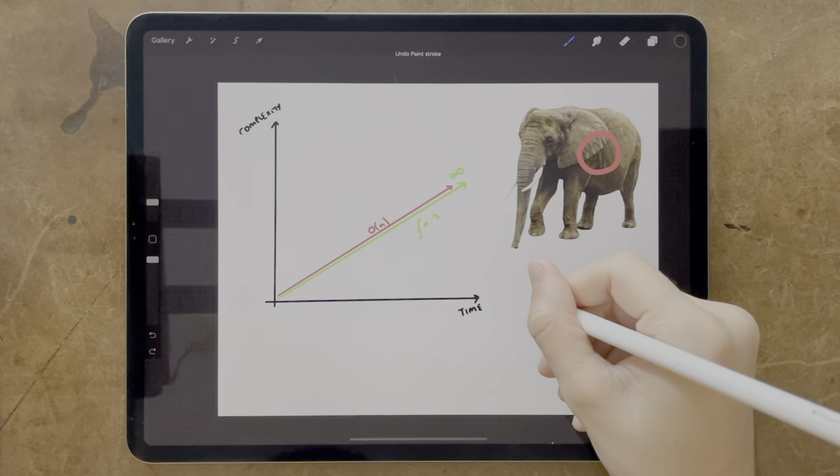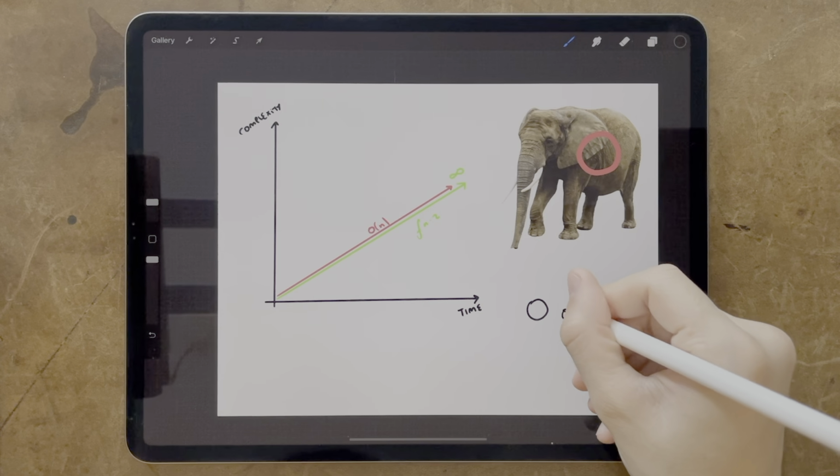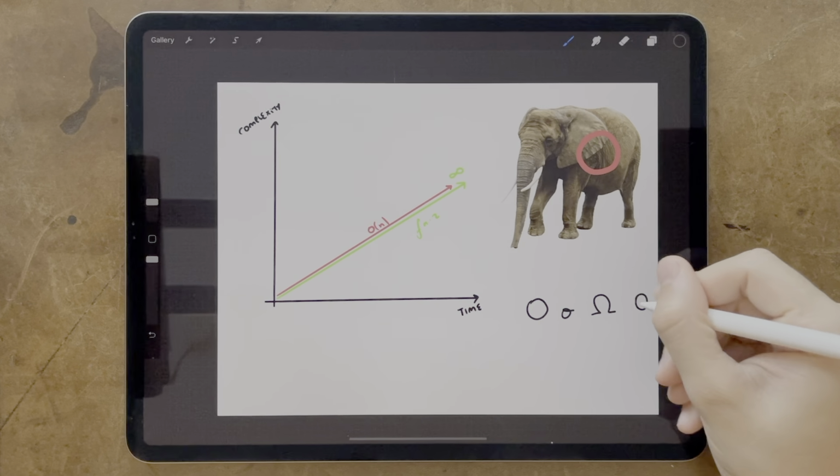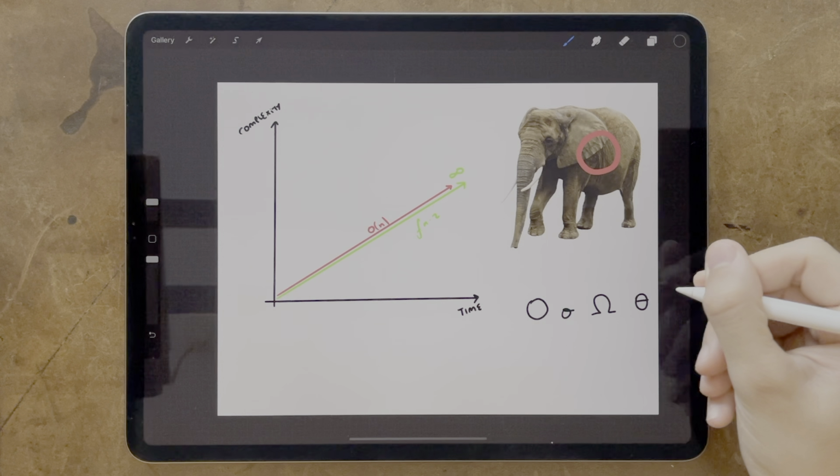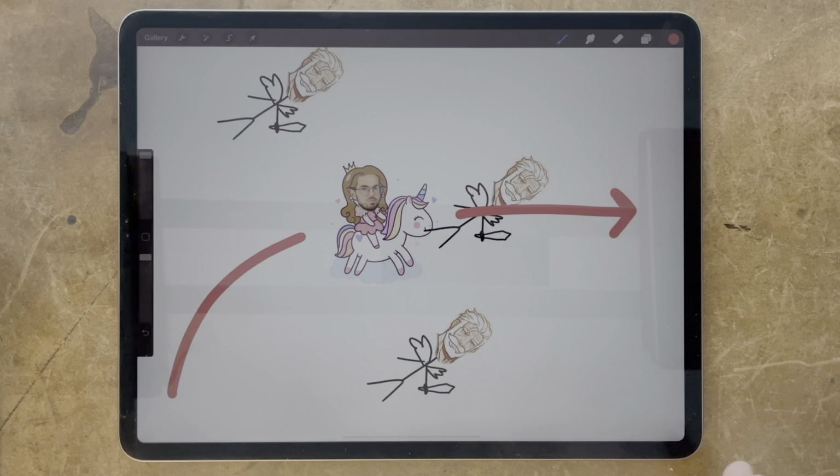Related to big O, we have other notations such as small o, big omega, and theta. The difference between big and small o is basically that big O is inclusive, which means that they can have the same value at certain points, and the small one is a strict upper bound. But what are all of these letters? Let me tell you with a story.